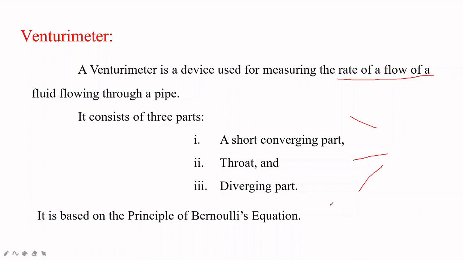Now for this Venturimeter, we will assume and derive one equation. From that equation, we will solve the problems coming on the Venturimeter. Using that equation we will solve the problems coming on this Venturimeter. So we will derive that equation first: the expression for the rate of flow through the Venturimeter.